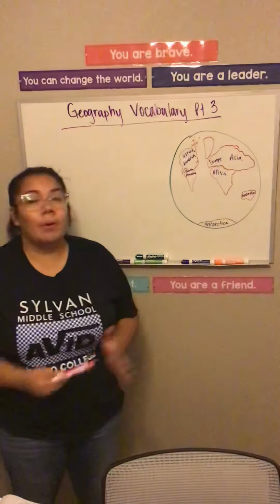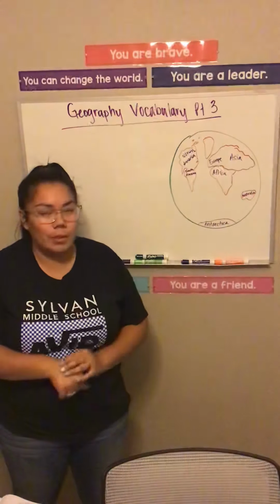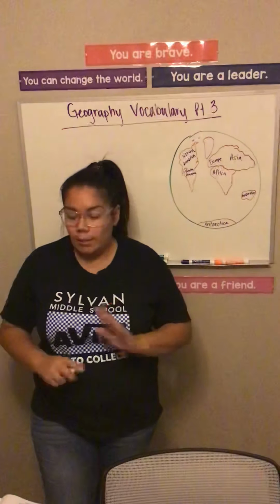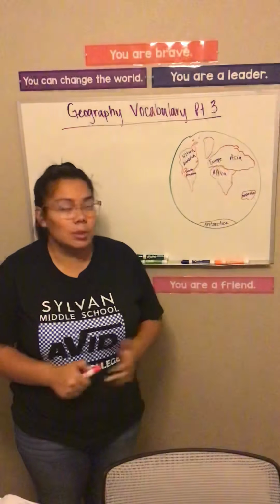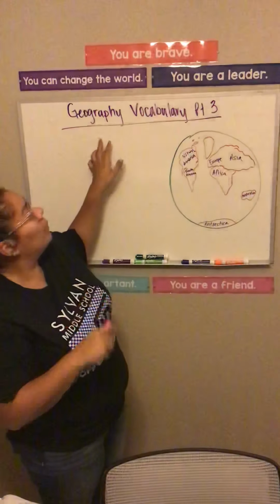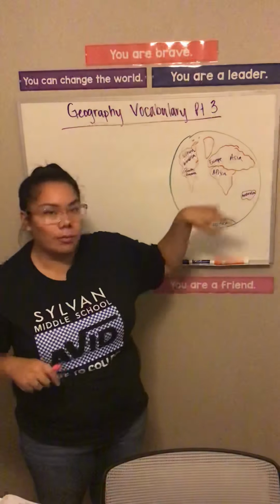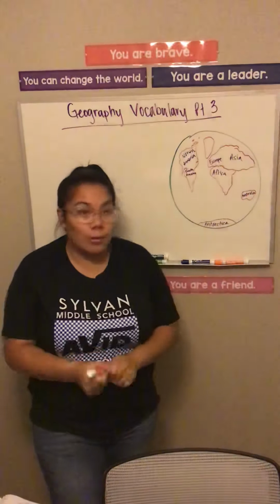Alright guys, so today is part 3 for our geography vocabulary. Today we have 2 words and both are talking about the oceans. So I need you to title your binder paper Geography Vocabulary Part 3 or your Google Doc, and then we'll get started.